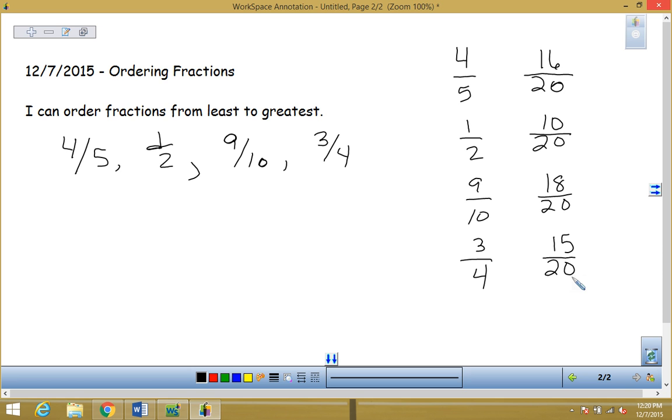When they have the same denominator, you put them in order from least to greatest of their numerators. Okay? So which one's smallest up here? 1/2. Right, 10 over 20 is the smallest, but we're going to write them as they were originally written in the book, okay? So we got 1/2 taken care of. Then what? 3/4. Good. Then 4/5. Leaving us with 9/10. Good work.